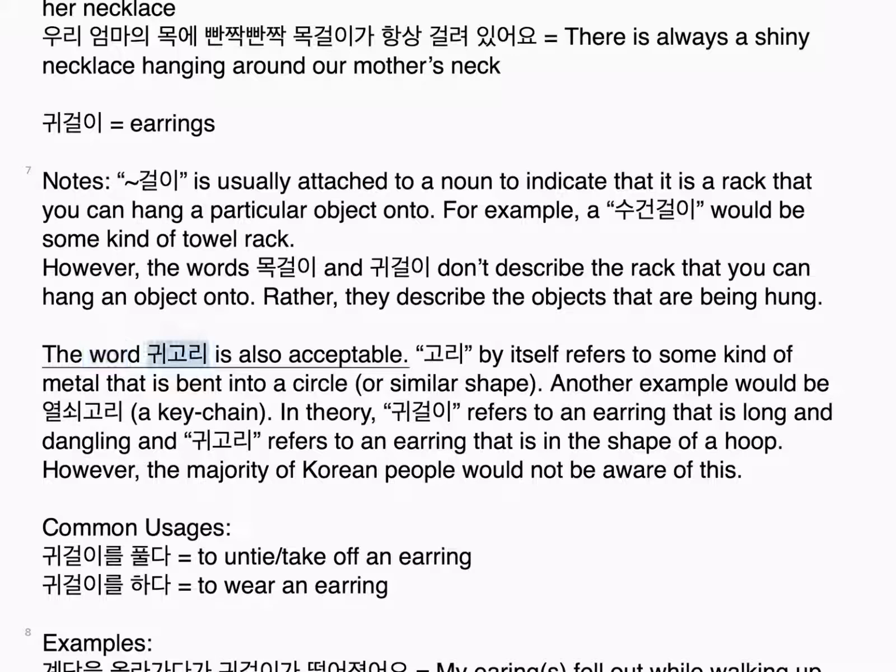The word 귀고리 is also acceptable. 고리 by itself refers to some kind of metal that is bent into a circle or similar shape. Another example would be 열쇠고리, a keychain. In theory, 귀걸이 refers to an earring that is long and dangling, and 귀고리 refers to an earring that is in the shape of a hoop. However, the majority of Korean people would not be aware of this.